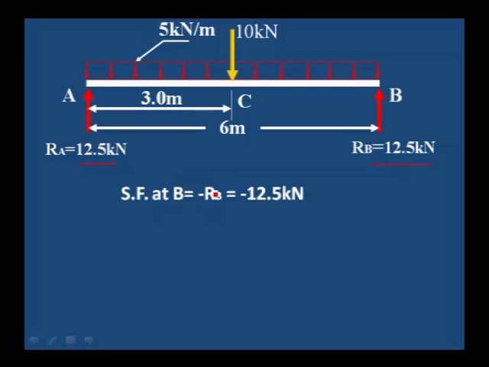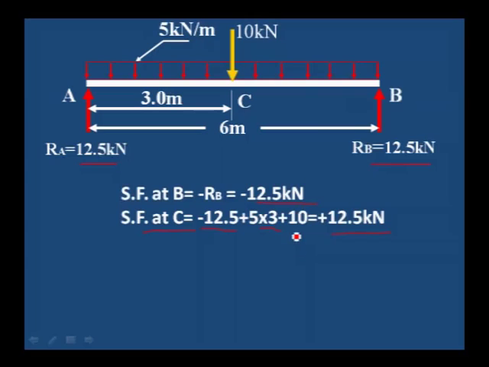Then see the shear force at B, which is equal to the RB value. Shear force at C, the center point, is whatever the RB value, 12.5, minus this 5 kilonewton per meter into 3 meter, up to 3 meter we are considering the right side only, plus 10 kilonewton at the center value. Shear force at A is equal to 12.5, which is equal to the RA value.